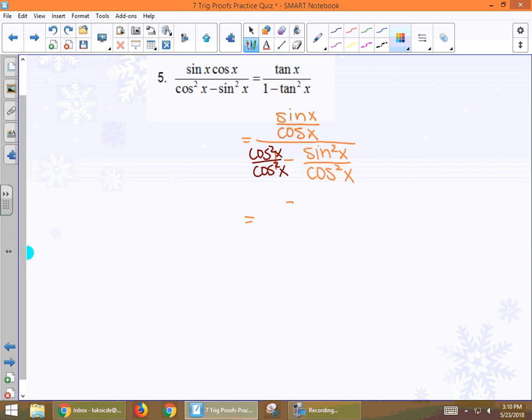My numerator hasn't changed. It's sine over cosine. My denominator has. I can write my whole denominator over cosine squared. And my denominator is cosine squared minus sine squared.